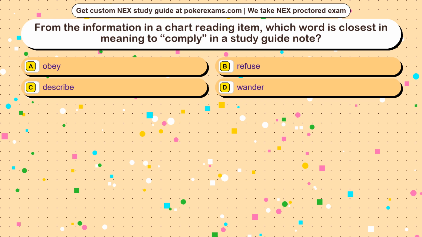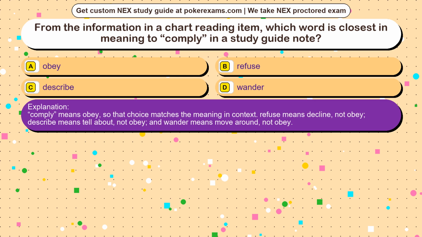The correct answer is option. Comply means obey, so that choice matches the meaning in context. Refuse means decline, not obey. Describe means tell about, not obey. And wander means move around, not obey.